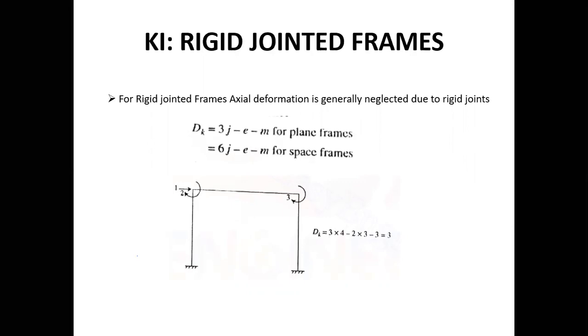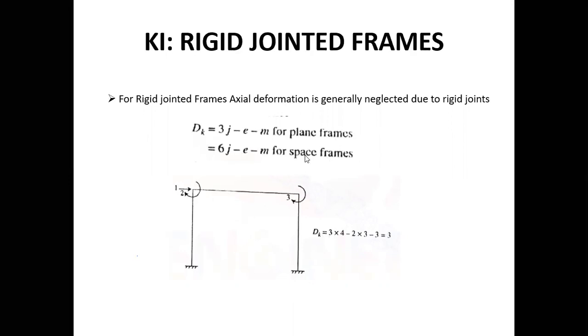So in case of rigid jointed frames, axial deformation is neglected, and we know if axial deformation is neglected, then the members will be considered and subtracted from the equation. The equation of a plane frame becomes Dk equals 3j minus r or e minus m, and for a space frame it becomes 6j minus e minus m. So if we consider this frame, the total number of reactions are 3 over here, 3 over here.